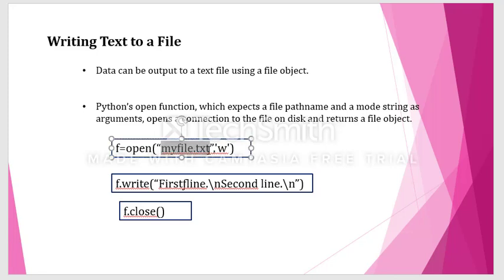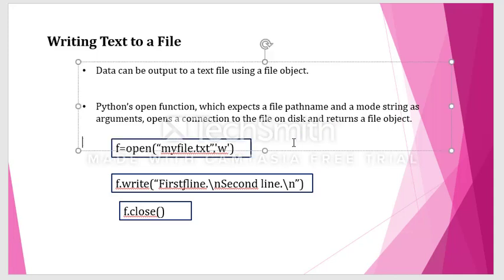The first argument is the file name, comma, the mode of the file. The heading of this concept is writing a text to a file. So I need to open my file.txt, and in which mode am I trying to open it? I open it in write mode, because I want to write something in the file.